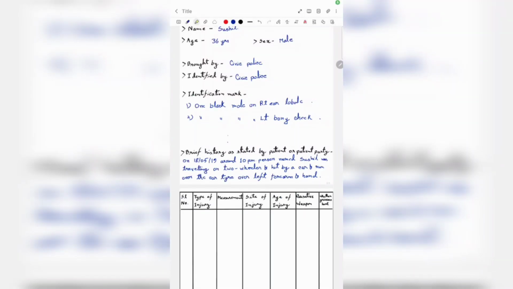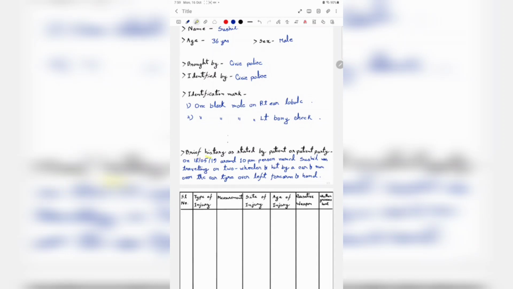and second is one black mole on the left bony cheek. So these are two identification marks. Then the brief history as stated by the patient or the patient party. Here it is the patient, and we write briefly the question. So here we write the brief history.